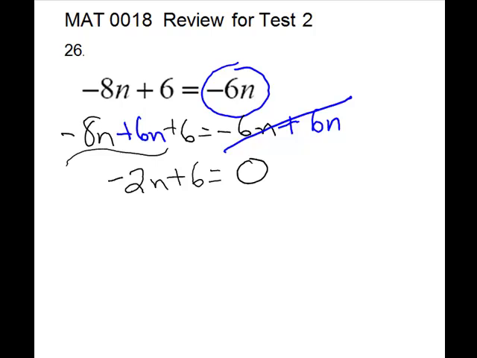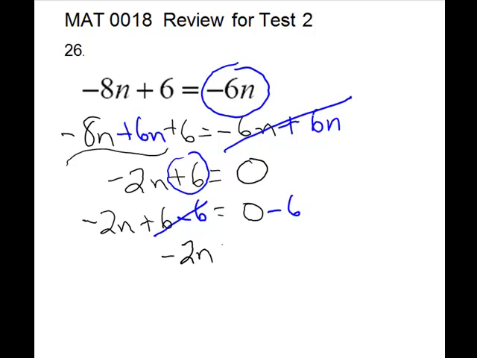Now we're going to work on this side with the variable, and we're ready to take off the 6. 6 is added, so we're going to take it away from both sides. Clean up. Says negative 2n equals negative 6.